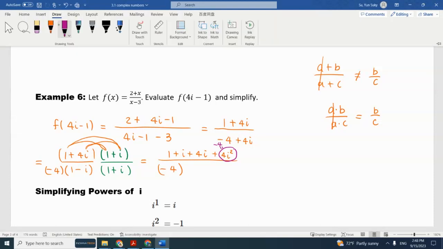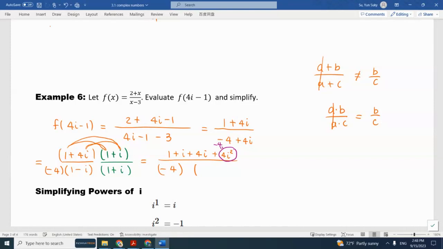Next, denominator. What is 1 minus i times 1 plus i? It's 1 squared minus i squared. Are you all familiar with the formula? A plus B times A minus B is A squared minus B squared. So 1 squared minus i squared. What's i squared? Negative 1. So this is actually 1 minus negative 1, so it's 1 plus 1. So it's 2.